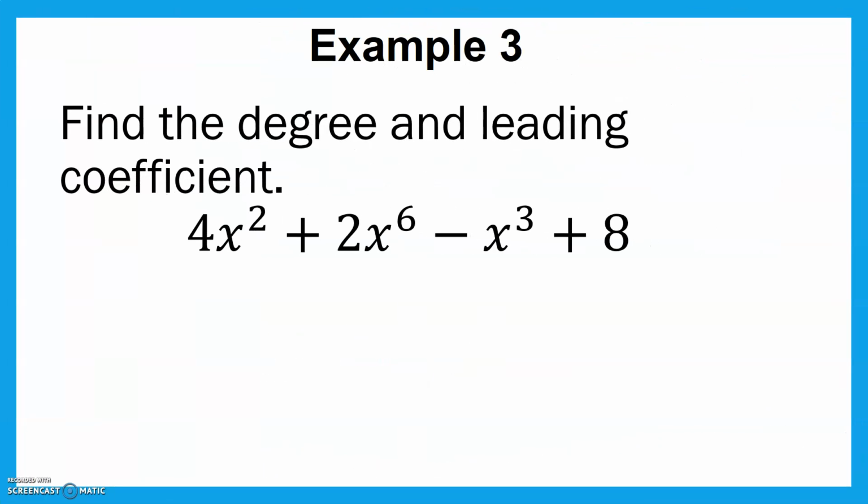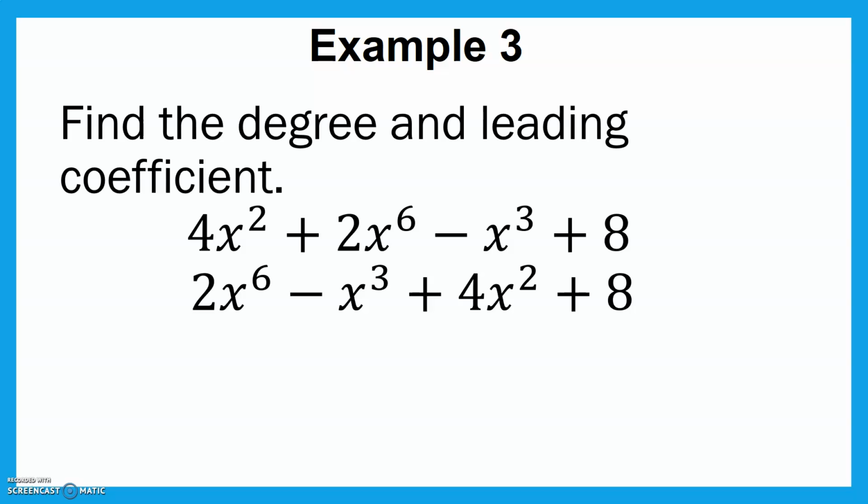Our next example, 4x^2 + 2x^6 - x^3 + 8. Now this one is not in standard form because x^2 is not the highest exponent. So I need to put these in order from highest exponent to lowest. I'm going to move that 2x^6, that's my highest, and then I have x^3, then x^2, and then no x. So I just rewrite them, and remember that the negative stays with that x^3. So I get 2x^6 - x^3 + 4x^2 + 8.